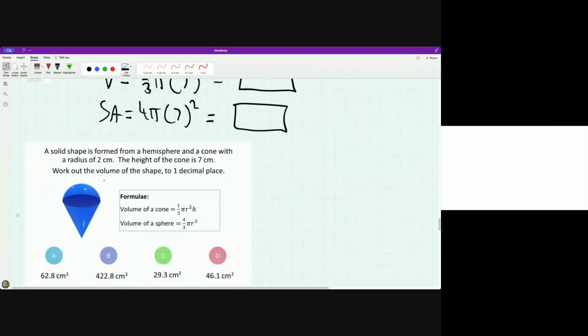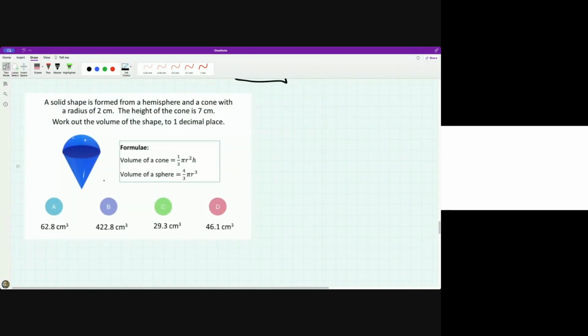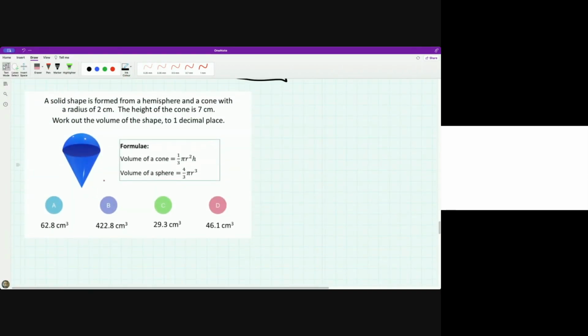Okay, now time for a bit of fun. What happens when you take 2 shapes and you put them together? You get a proper ice cream cone. I want you to tell me which of these 4 options. It says a solid shape is formed from a hemisphere, which is half a sphere, and a cone with a radius of 2. The height of the cone is 7.